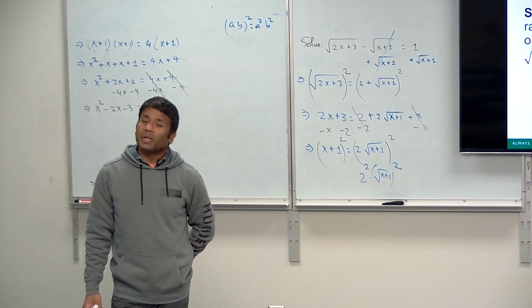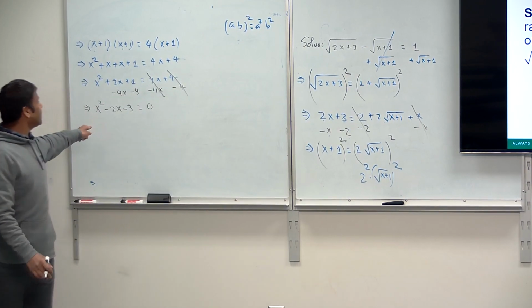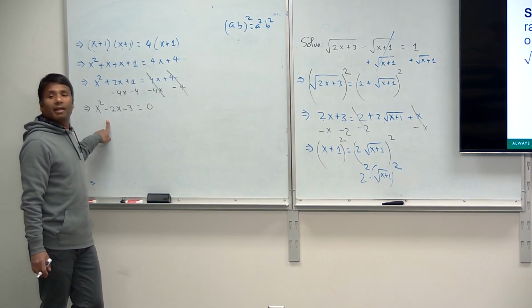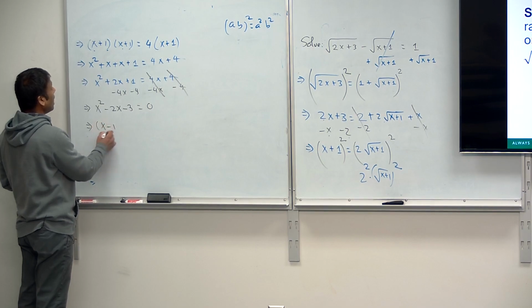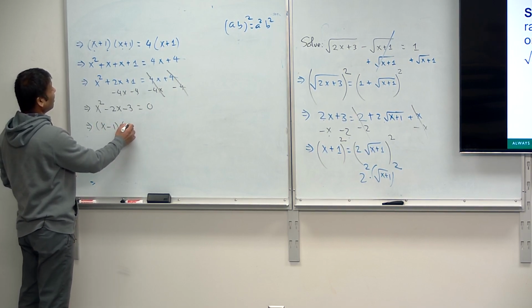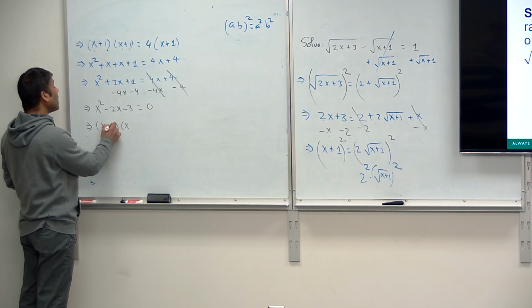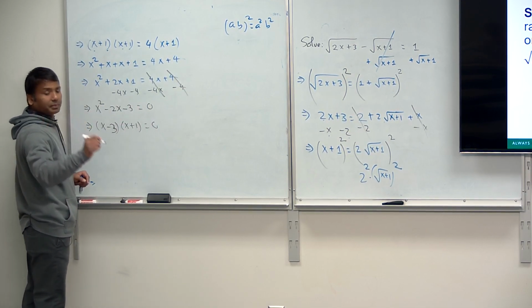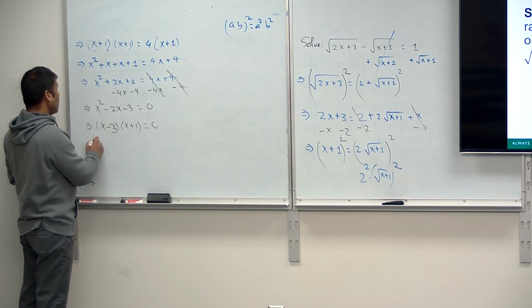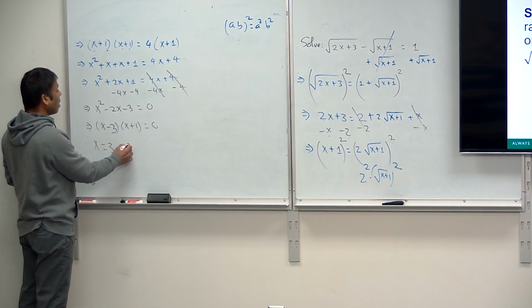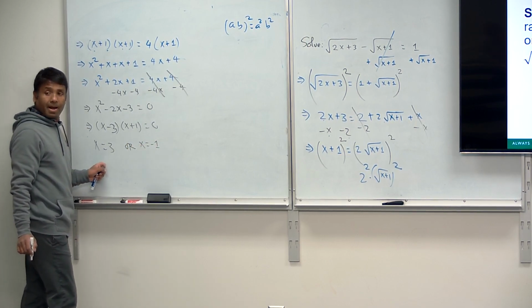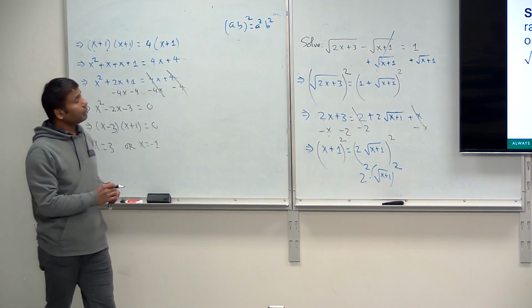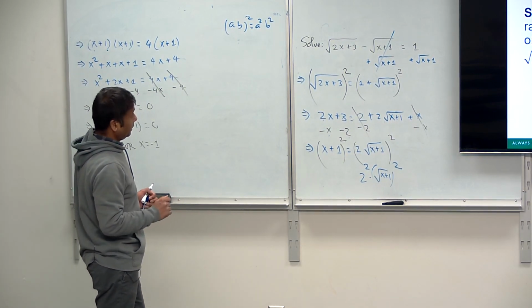Okay? So now, how do you factor this, guys? 1 and negative 3. Yes, 1 and negative 3, right? So this is x minus 3 and x plus 1 equal to 0, is that what you said? Yes, sir. Okay, good. So now you have x equal to 3 or x equal to negative 1. Agree? Right? So you have to check, okay?